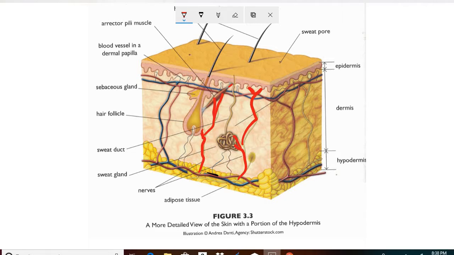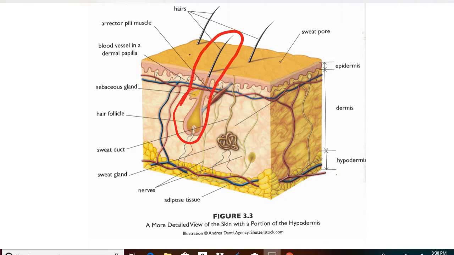A couple of things you'll notice about these nerves. One is that, here in the middle right here is a hair follicle. And you'll notice here that this nerve actually touches that hair follicle. So this part of the hair up here is dead. So it doesn't feel anything.